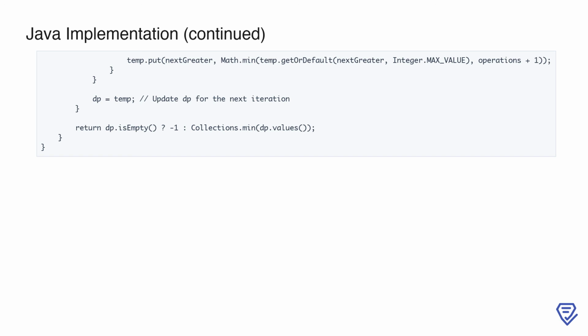After the loop, we check if the DP map is empty, indicating that it was impossible to make the array strictly increasing. If not, we return the minimum value in the map, which represents the least number of operations needed. This completes the implementation of the method.